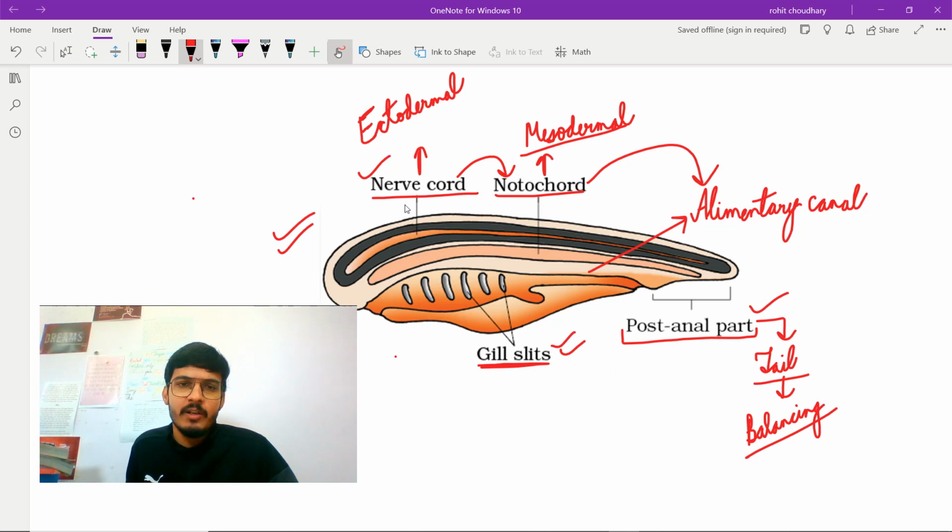Coming back to this nerve cord, it is a hollow structure and it is found in both chordates as well as non-chordates. In non-chordates it is double, ventral and solid, but in chordates it is single, dorsal and hollow. The characteristics of this nerve cord are totally opposite in chordates and non-chordates.